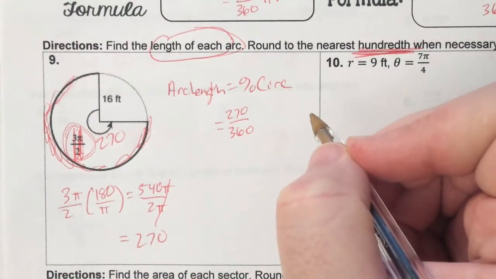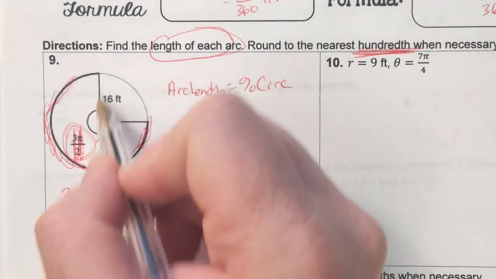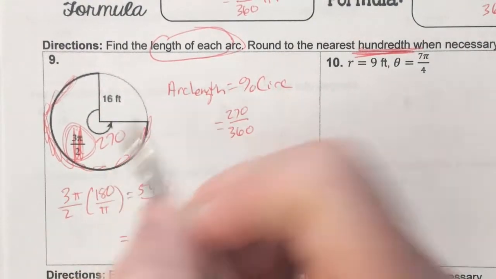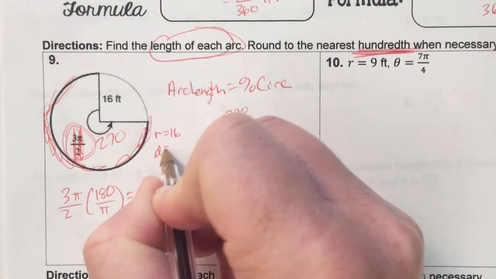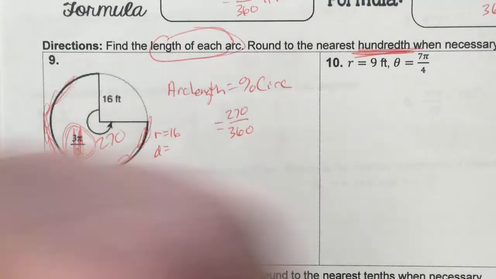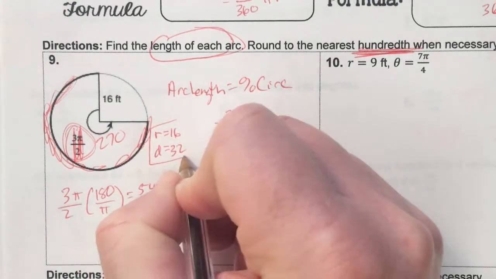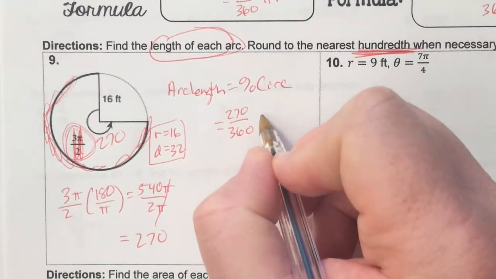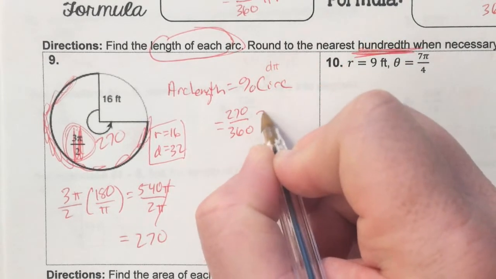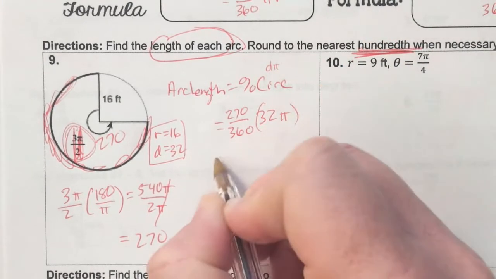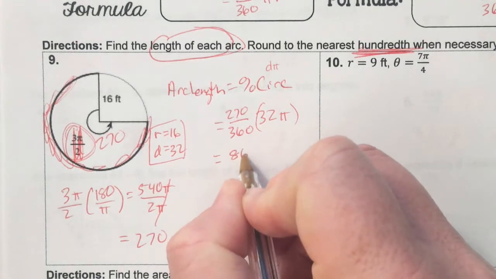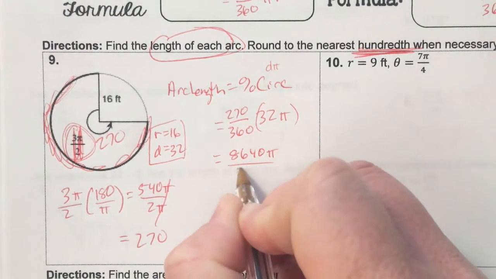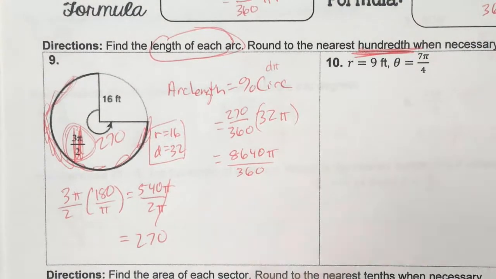Now let's take a second here. We know that this right here is 16. Now is that the radius or the diameter? That is the radius. So if the radius is 16, what would have been the diameter? 16 times 2 would be 32. So that would be d pi, so that would be 32 pi. So you just need to multiply across. 270 times 32, we get 8640 pi over 360. Now you just have to put it in the calculator.